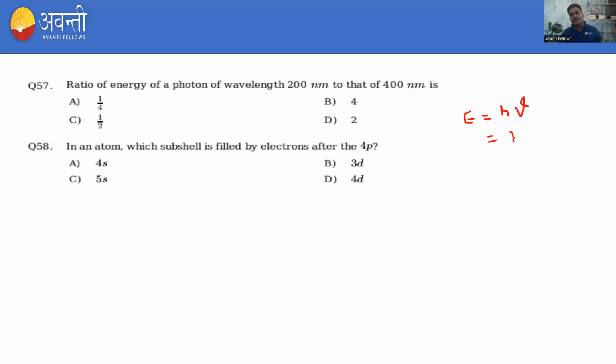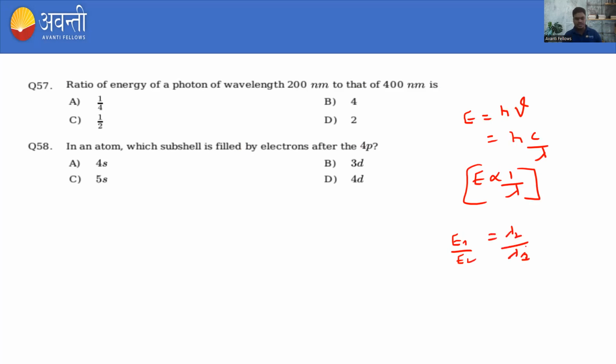We can also write nu is equal to c upon lambda. So we can say that energy is inversely proportional to lambda, right? So for the ratio of the energy of the photon of wavelength 200 nanometer to 400 nanometer, we just need to calculate the ratio of the energy. How will you calculate that? E1 upon E2 is equal to lambda 2 upon lambda 1.